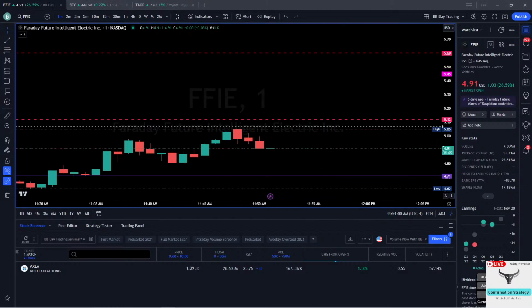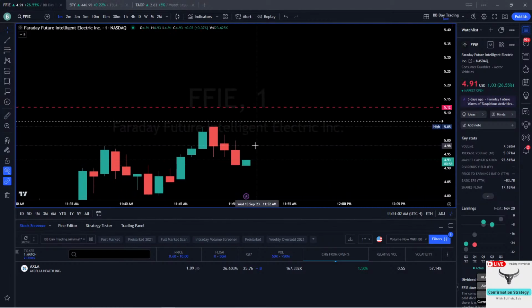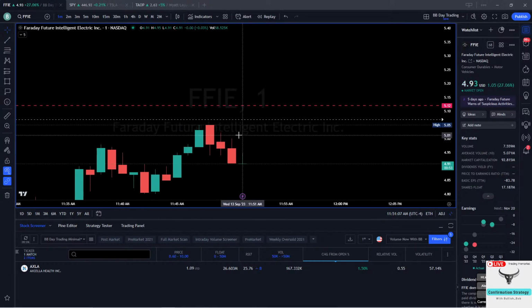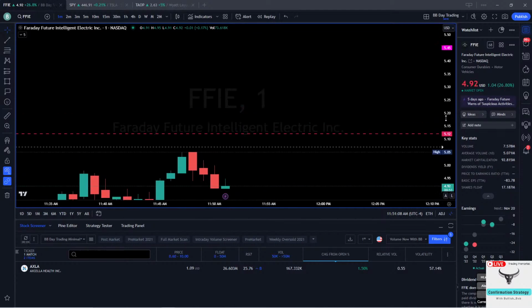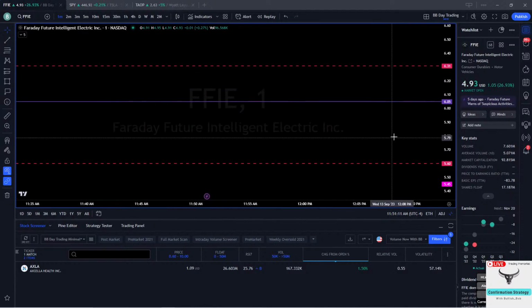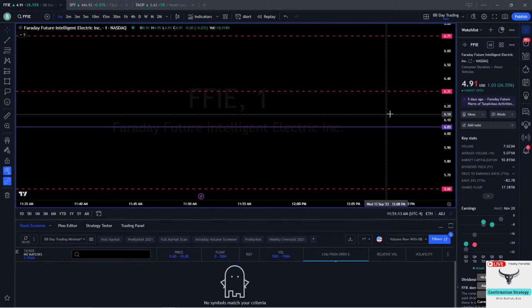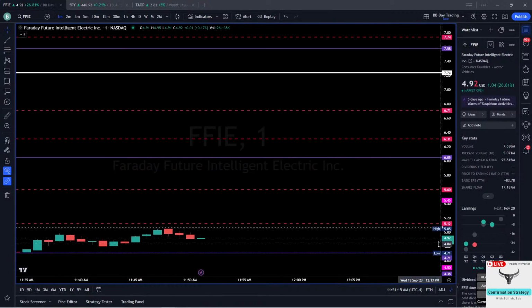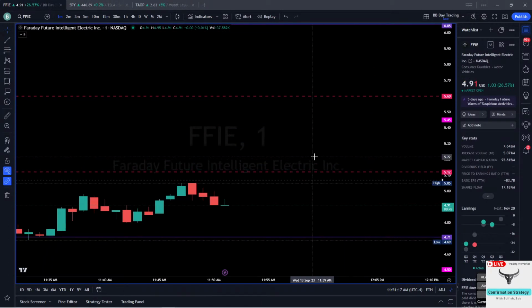So guys, FFIE, set your alerts. Needs to close over $5 and hold that level. Close back below, that's it. Boom. We get back out. That's just the way it is. If it can hold 5, targets would be 5.12, 5.50, 5.60, $6, 6.05, 6.31. I think you guys get the idea. We've got plenty of levels here to possibly trade.